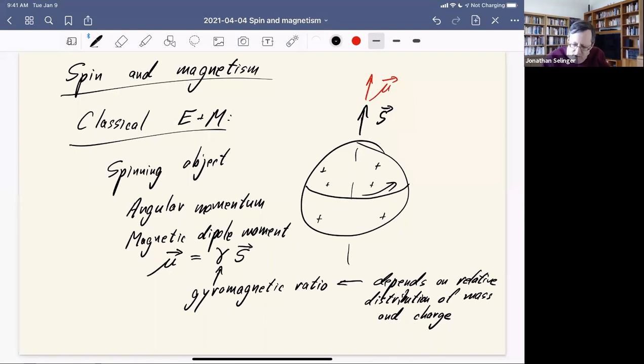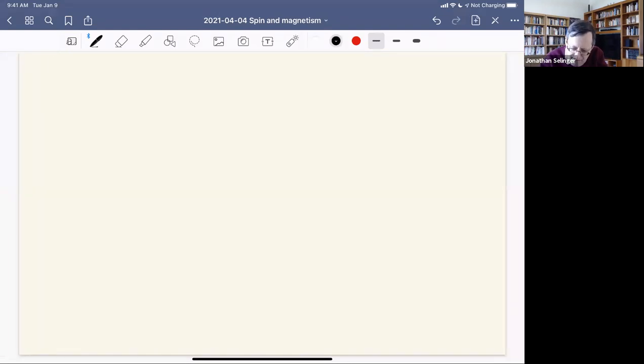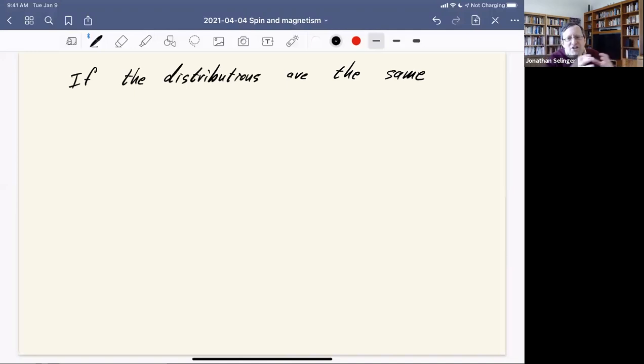Now, if the distributions are the same, for example, if the mass and charge are both uniformly distributed throughout the ball, then there's a classical result for the gyromagnetic ratio: the classical gamma is equal to the charge divided by 2m.